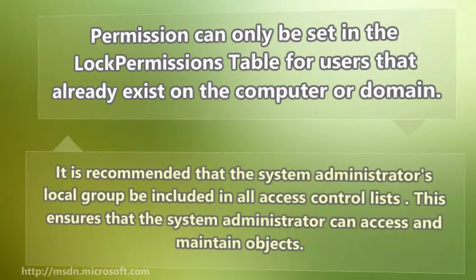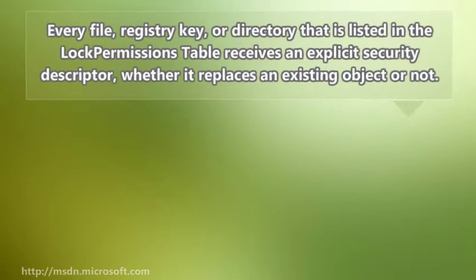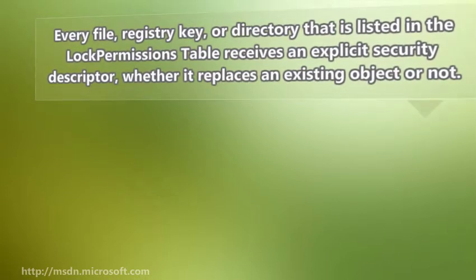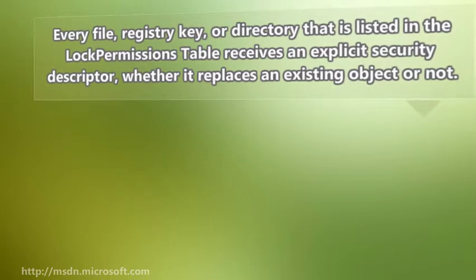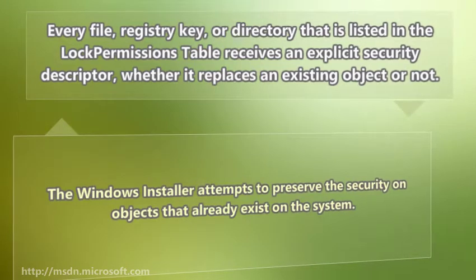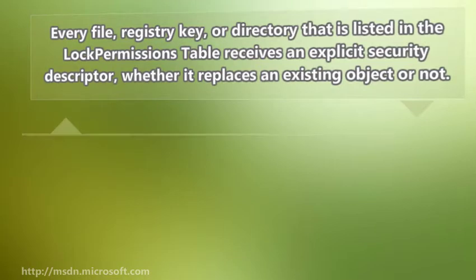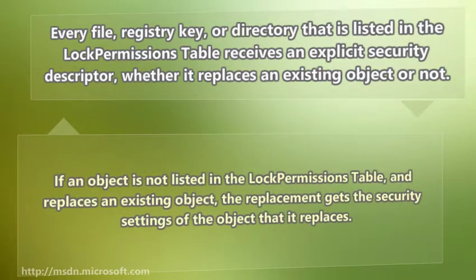It is recommended that the system administrator's local group be included in all access control lists. This ensures that the system administrator can access and maintain objects. Every file, registry key, or directory that is listed in the LockPermissions table receives an explicit security descriptor, whether it replaces an existing object or not. The Windows Installer attempts to preserve the security on objects that already exist on the system. If an object is not listed in the LockPermissions table and replaces an existing object, the replacement gets the security settings of the object that it replaces.